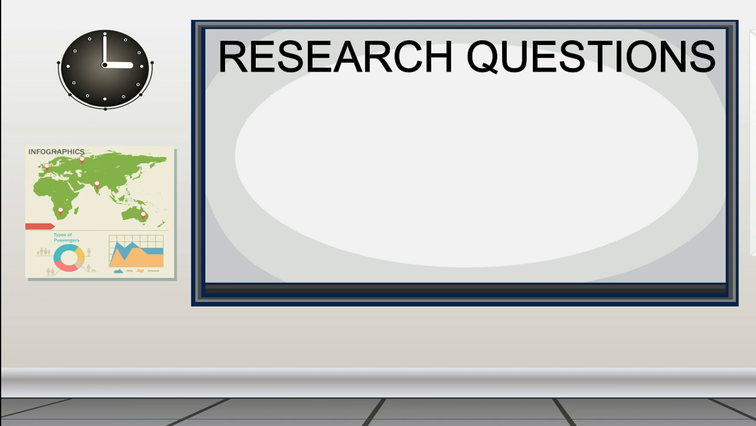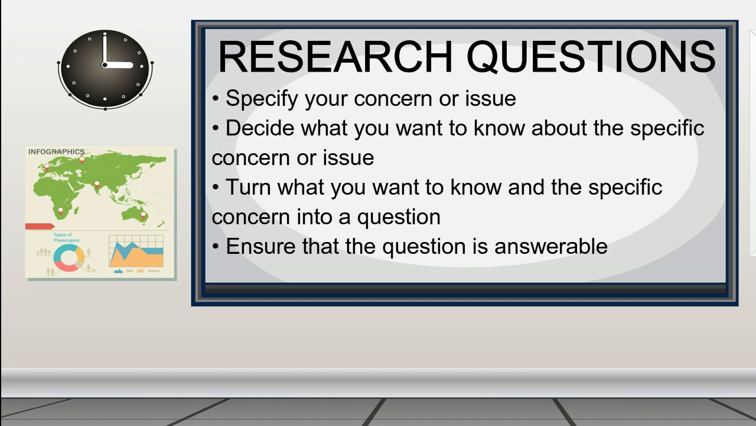We will examine the steps and look at how you could write your research questions. 1. Specify your concern or issue. 2. Decide what you want to know about the specific concern or issue. 3. Turn what you want to know and the specific concern into a question. 4. Ensure the question is answerable.